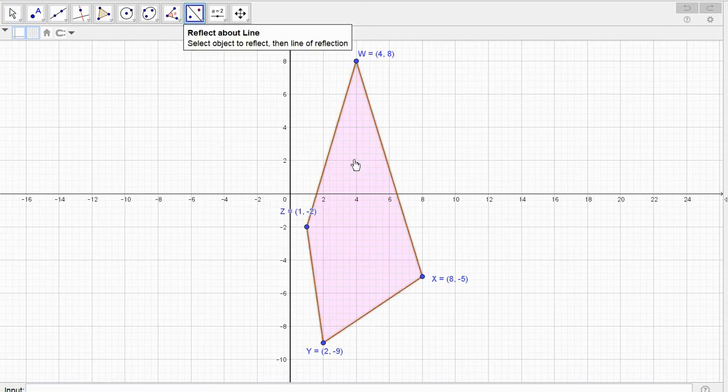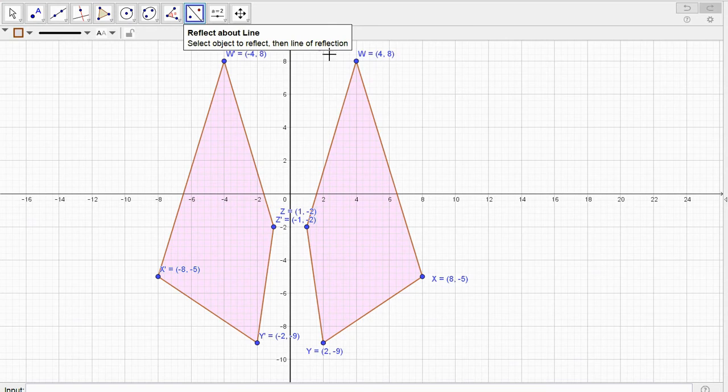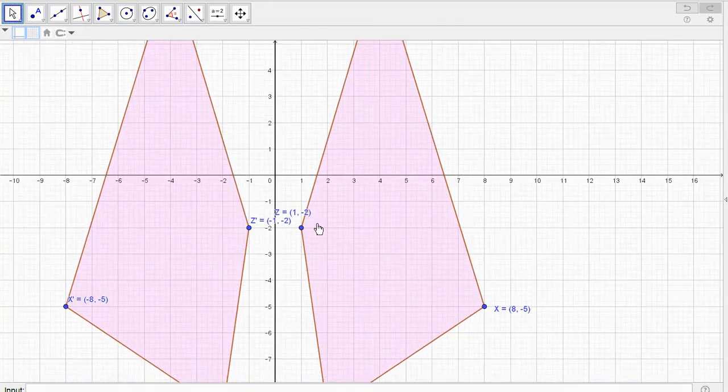So I can do this pretty straightforward on the program. There we go. So there's your reflection. This one here, if I can zoom in, you'll see that it's got a 1 there. So this is 1 to the line, and this one is also 1 to the line. This one is Z, and this one is Z prime.